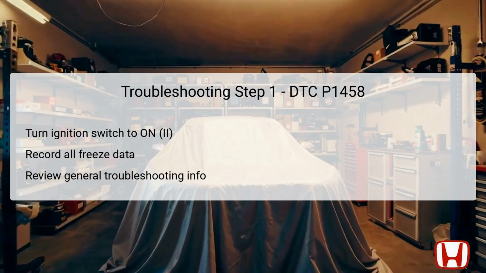The first troubleshooting step for DTC P1458 involves turning the ignition switch to the on position. This action is essential as it powers up the vehicle's electrical systems without starting the engine, allowing diagnostic tools to function correctly. At this point, you should record all freeze data and any onboard snapshot gathered by the vehicle's diagnostic system.